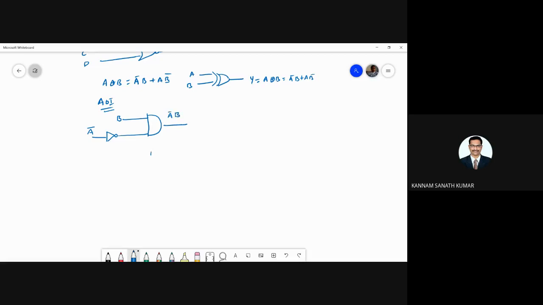Okay. And next one more AND gate is there. B is coming through the inverter. This is B and this is B bar and this is nothing but A. What is this? AB bar. Okay. So again, these outputs of the AND gates are connected to the OR gate. So this is nothing but A bar B plus AB bar. So this is nothing but AND-OR-invert.